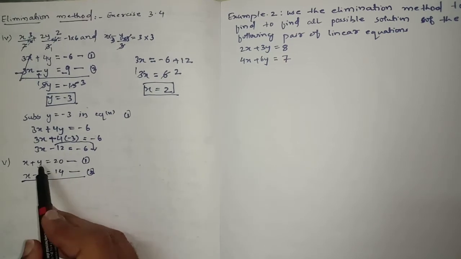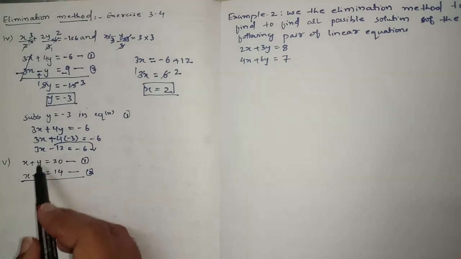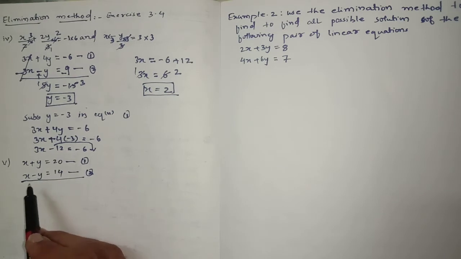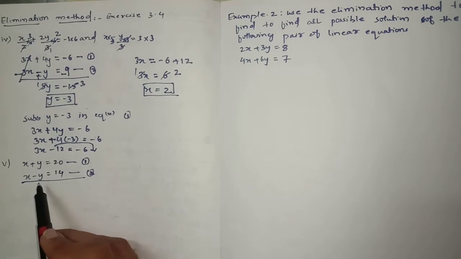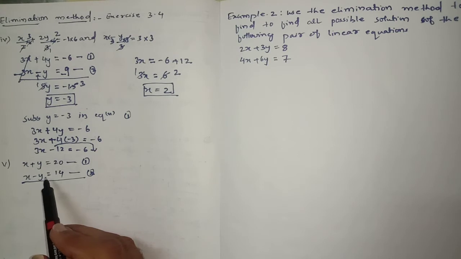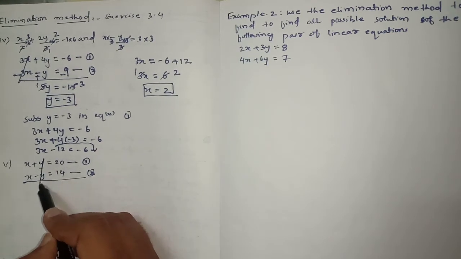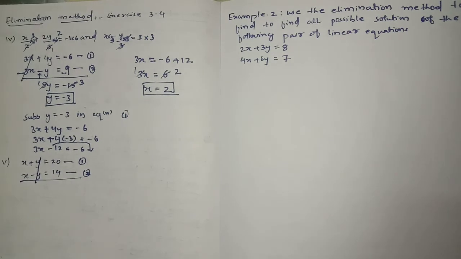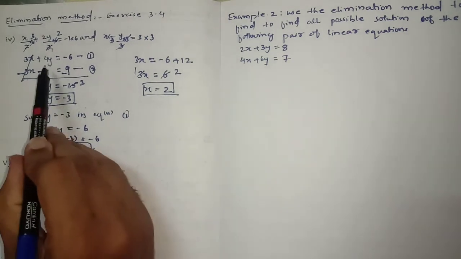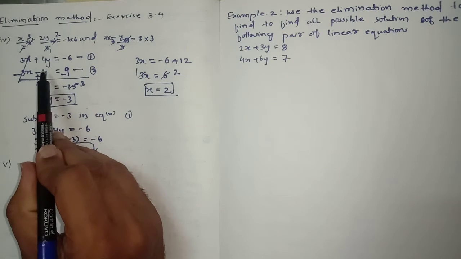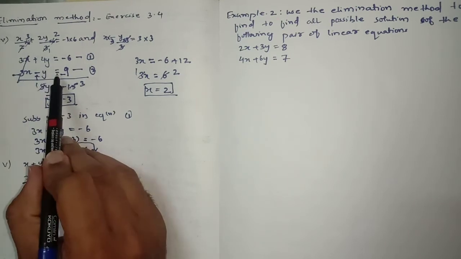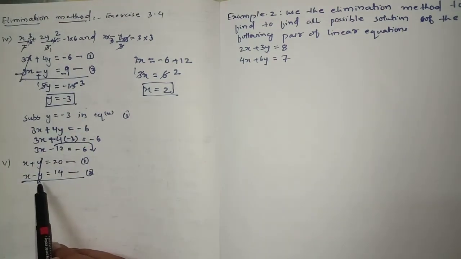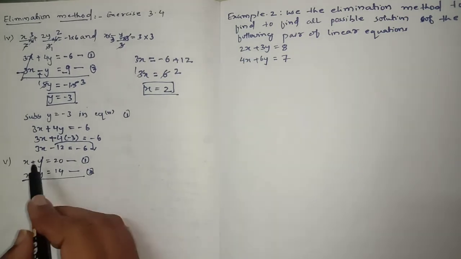Here you see the plus y and minus y is getting cancelled directly without changing sign. If any term is eliminating without changing sign, we have to eliminate it. So we are eliminating without changing sign because it is possible here. Here it was not possible without changing sign, so we changed the sign. If it is possible, no need to change the sign.